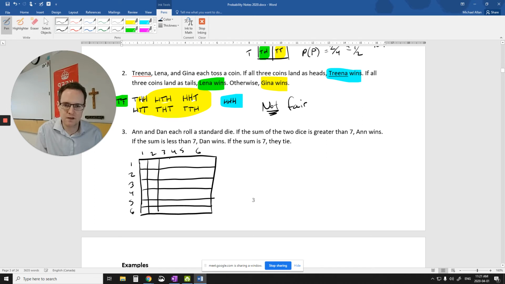All right. So here's my sample space. On the top, I have Anne, and on the side I have Dan. It doesn't really matter who's on which side here. Then we want to determine if the sum is greater than 7, Anne wins, and if the sum is less than 7, Dan wins. So we've got to figure out all those numbers.